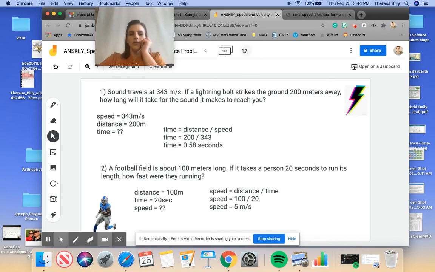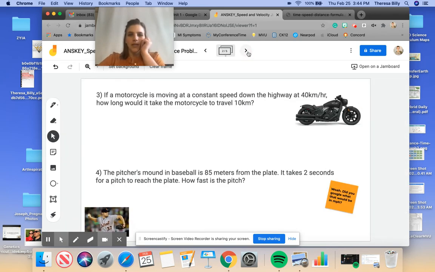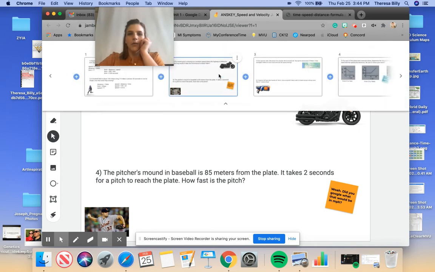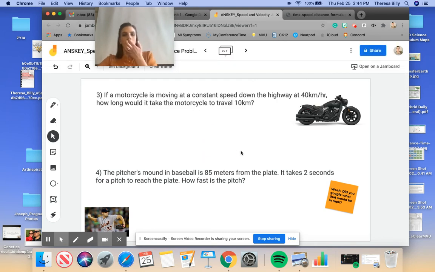Okay, I'm going to do a couple more problems with you. Go to slide number 2. This one says, how many more slides do we got? Yeah, I'll do one more slide worth of problems, and then you guys can do it on your own. If a motorcycle is moving at a constant speed down the highway at 40 kilometers per hour, how long would it take the motorcycle to travel 10 kilometers?